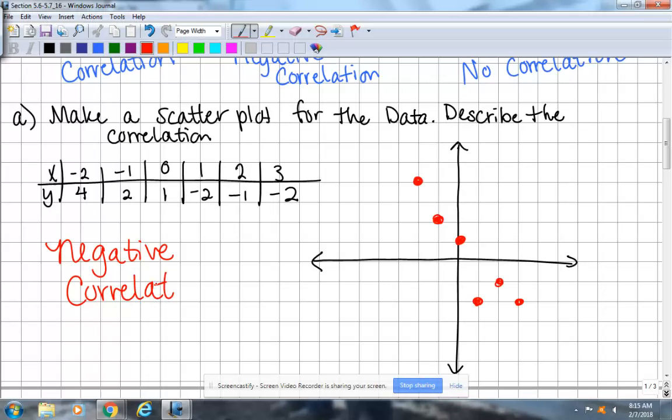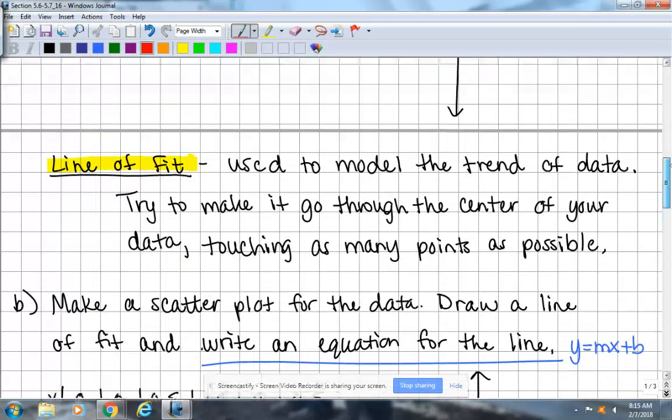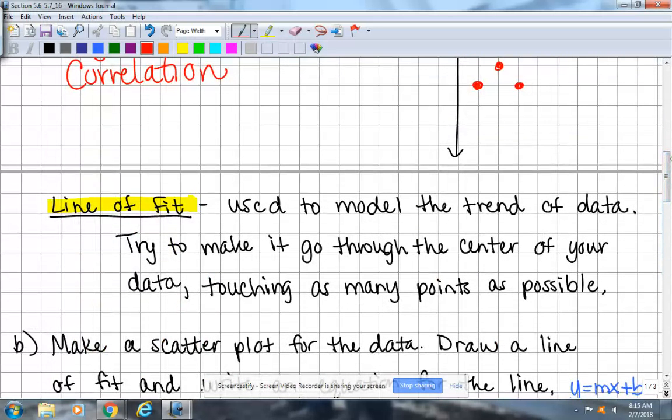And that's all this one asked us to do, right? Make the scatter plot, which means plot your points, and then describe the trend in the data or the correlation. Sound good? But they're not all going to be that way. No. All right. Let's talk about a line of fit. Line of fit.